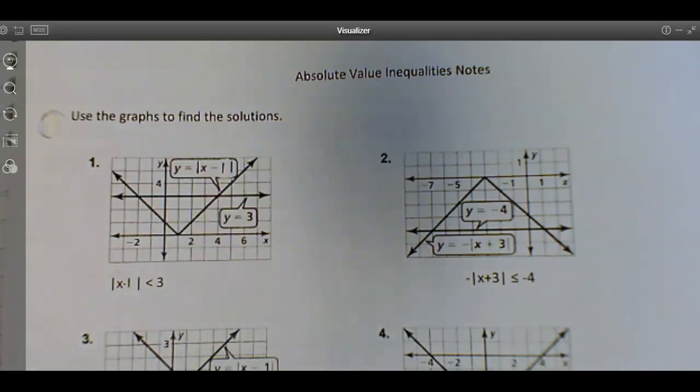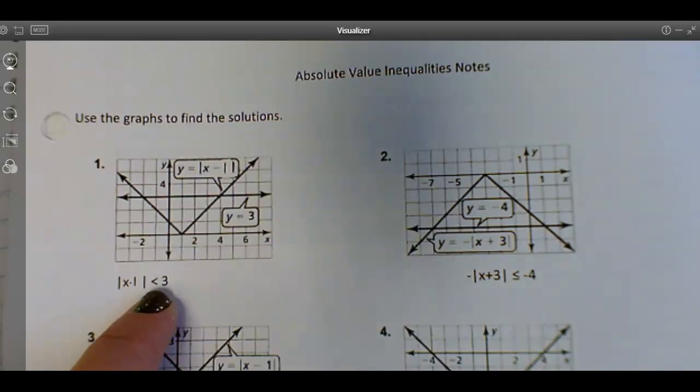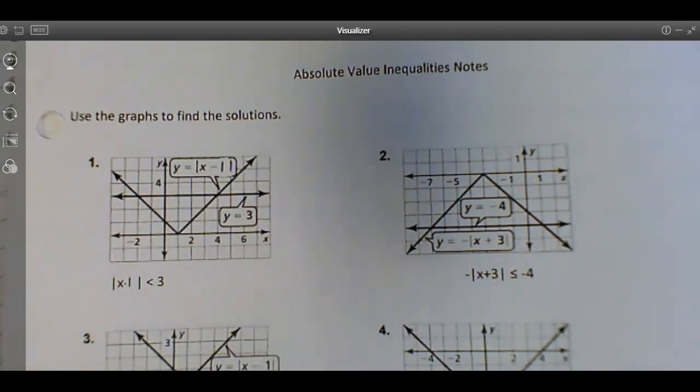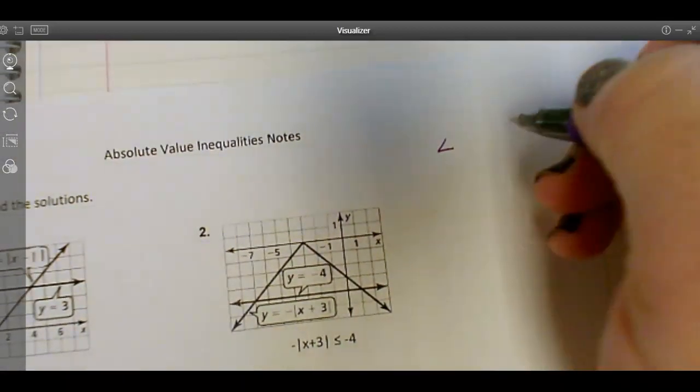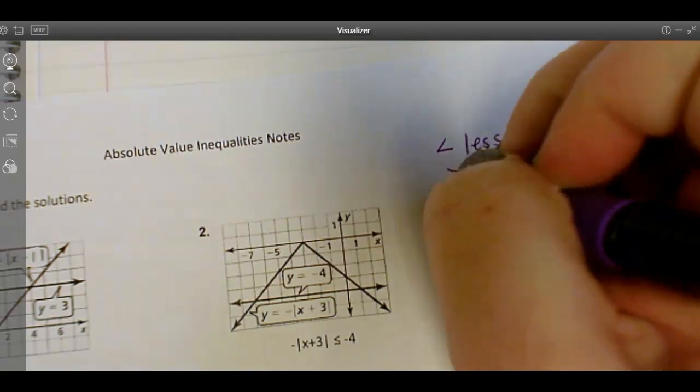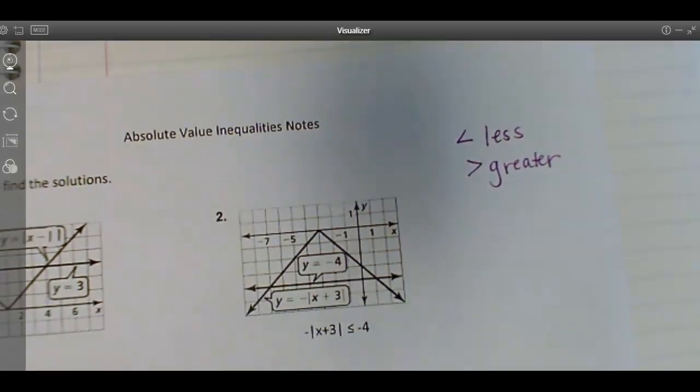Alrighty, so we're trying to solve, instead of just figuring out where the absolute value equals a number, where an absolute value is less than or less than or equal to, or even greater than or greater than or equal to. Now, I know it's been a while for some of you, so I'm going to come over here to the side, and I'm going to write that that means less, and that means greater. If you remember that and you don't need that, that's fine. But let me just remind you that that's what those mean, because sometimes that gets a little bit confusing.